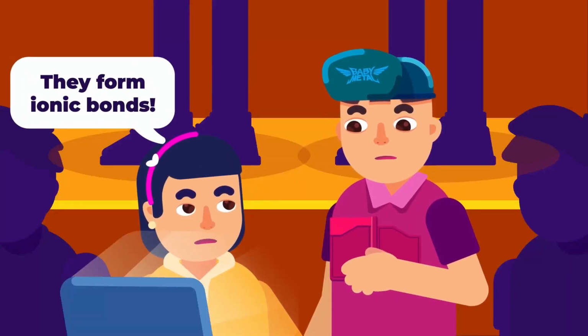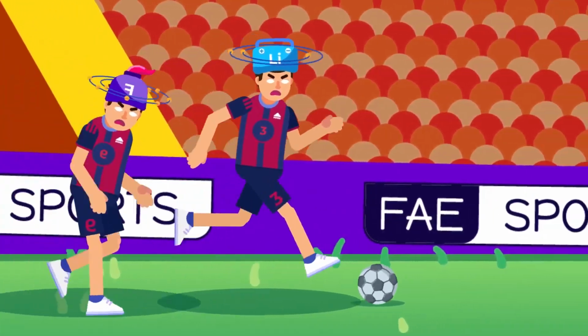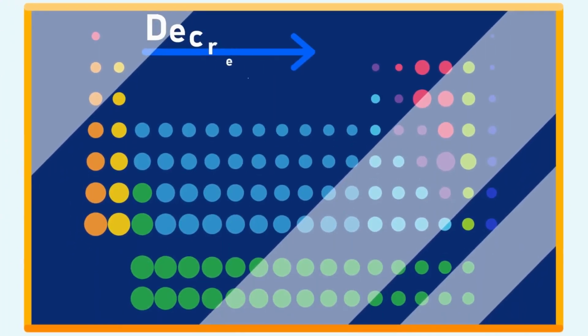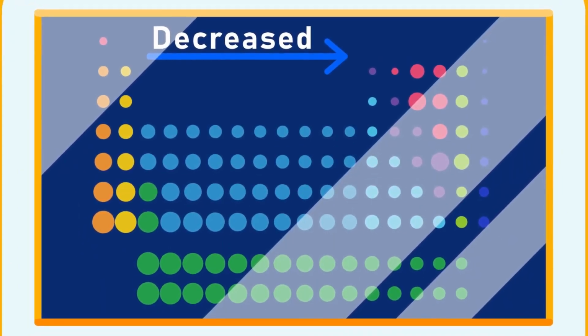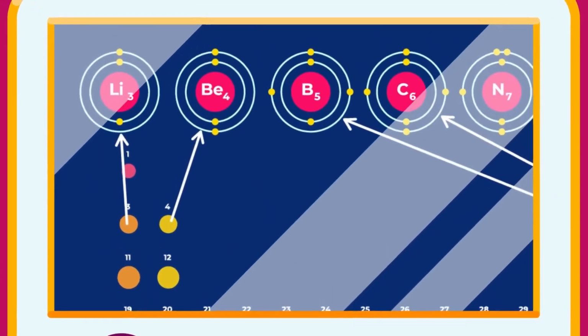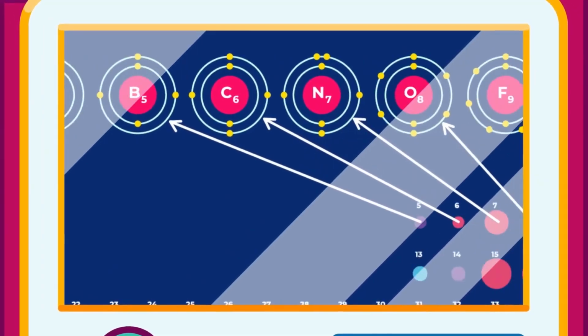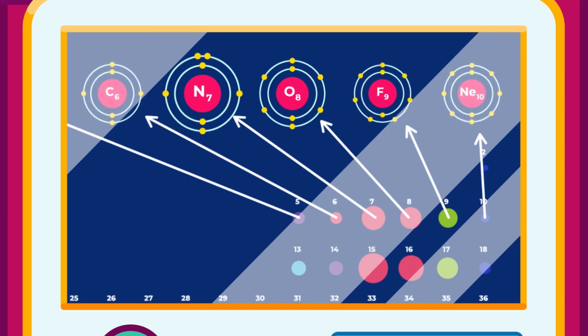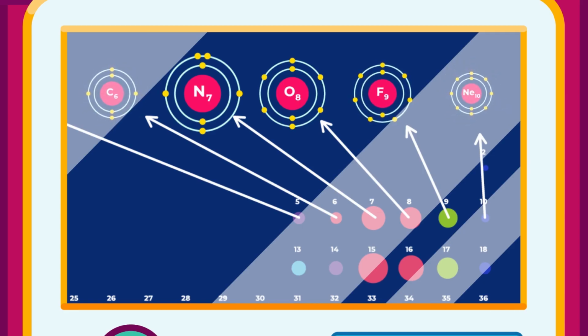The next trend is ionic radius, which is the radius of atoms as they form ionic bonds. It generally decreases as you go across a period from left to right. This is because there are more protons in the atoms but the same number of shells, and so the electrons on the outer shells are subjected to electromagnetic pull, pulling them inwards.